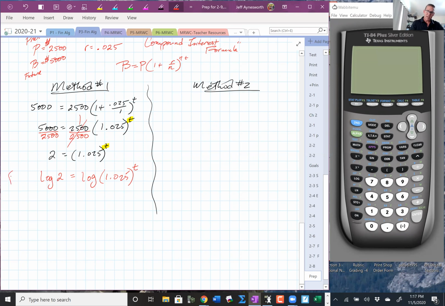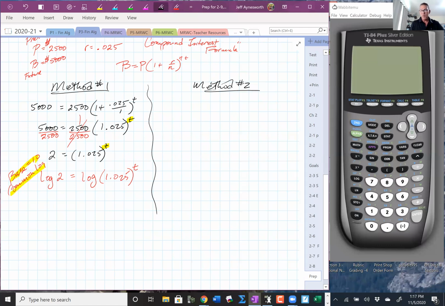Now this is base 10. It's called the common log, okay? When you don't see the base, like on your TI-84, if you look at the log button, you don't see a base 10. You're supposed to know that it's base 10. Okay, so your Algebra 2 teachers and pre-calc teachers should have told you that the common log is base 10. So let's just keep that in mind.